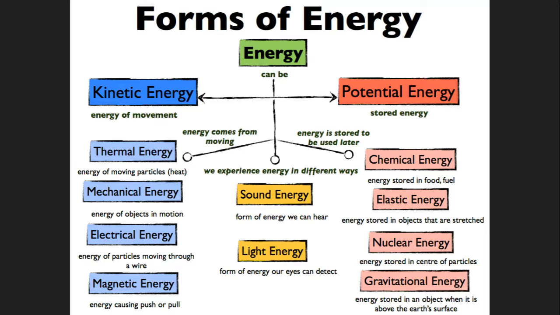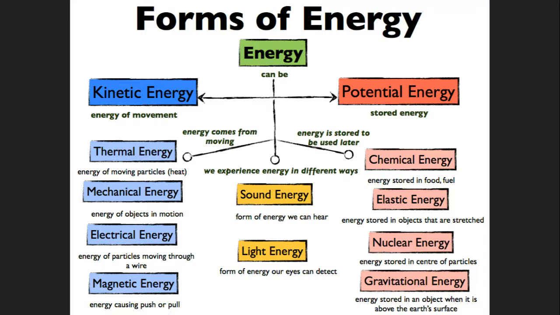So some examples of kinetic energy are thermal energy, which is the particles in a substance when they move around, they cause friction between each other, and that causes heat, and that's thermal. Mechanical energy is when an object is moving, like when a truck is driving down the road, it's got a certain amount of energy. When it hits something, it's gonna transfer that energy.